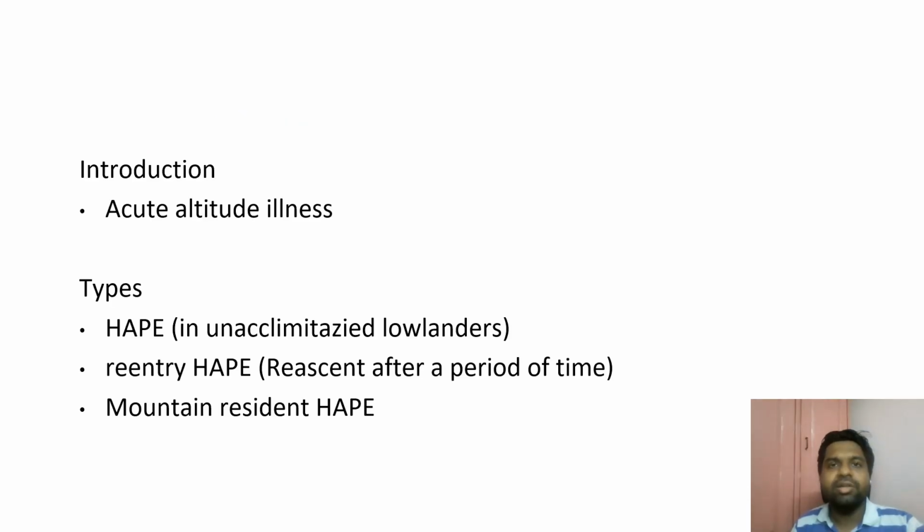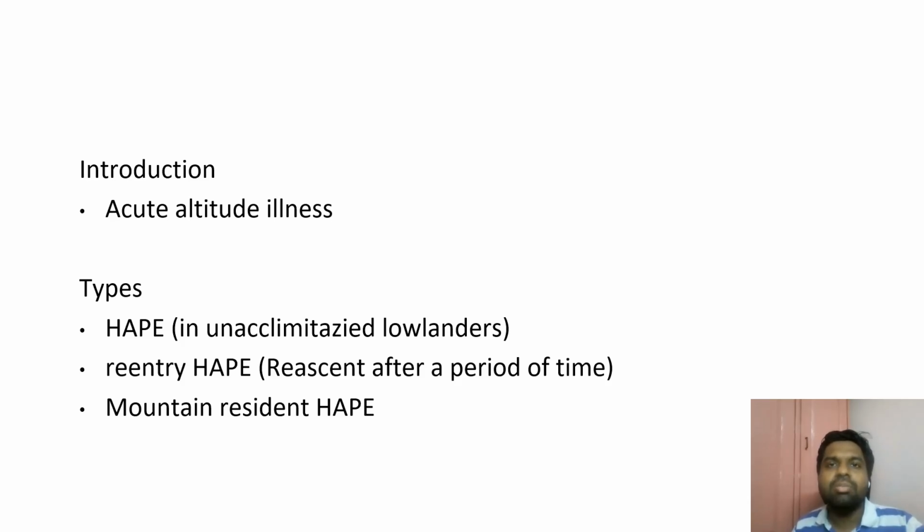It is nothing but an acute altitude sickness, and we have certain types in this. One is a classical variety, where the person who is not acclimatized to high altitude and is living in the low-lying area ascends to a high altitude, usually greater than 2,500 meters. And the other one is re-entry HAPE. In re-entry HAPE, what happens is the person is accustomed to high altitude. Later on, he decides to go to and live in some low-lying area for a while, and after that period of time, when he reascends back to the high altitude, he develops the symptoms.